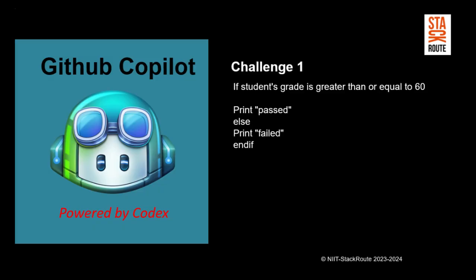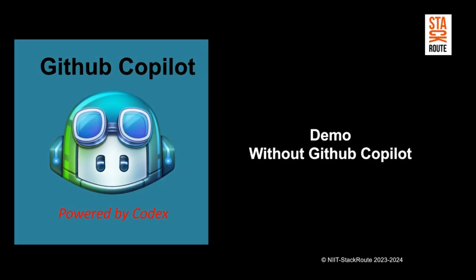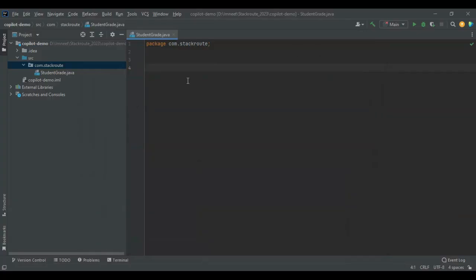So here, the first challenge that we will solve using GitHub Copilot is a Java program to print passed or failed based on the student's grade. For this, first we'll do a demo without GitHub Copilot, and then we'll see the demo with GitHub Copilot, instructing it using pseudocode or English statements. So I'll create a new class named studentgrade.java. Let me start with this.